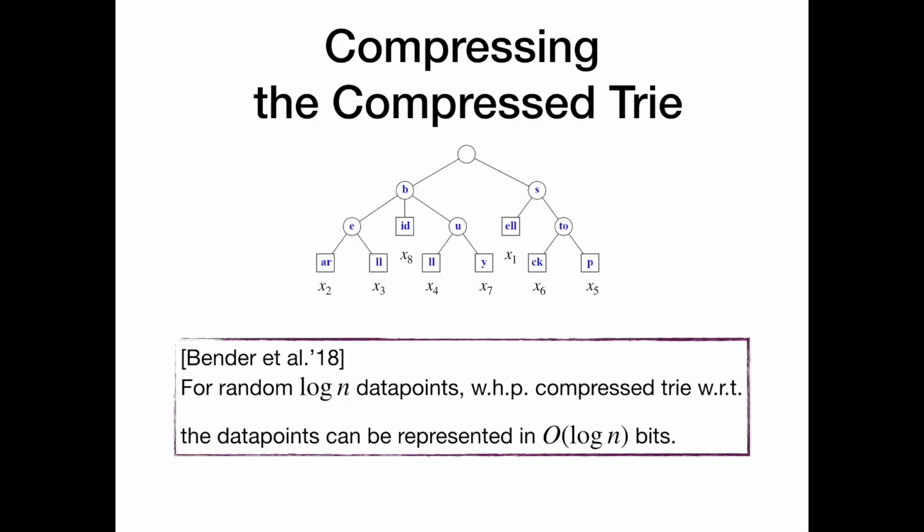The critical component of our navigation structure is the compressed tree. Bender et al. proved that for random data points, with high probability, the compressed tree with respect to the data points can be represented in O(log n) bits. Given a query X with the compressed tree, we may efficiently compute the rank of the only data point which matches with X.